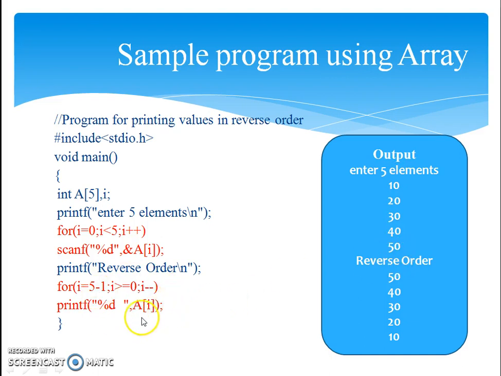and then I'm displaying it in reverse order. So what I'm doing is I'm starting the index variable from the last and going till 0. That is the first element. So it's going in reverse order. So I'm getting the values in reverse order.